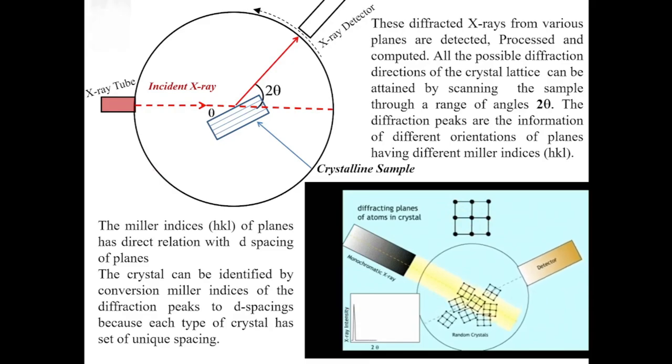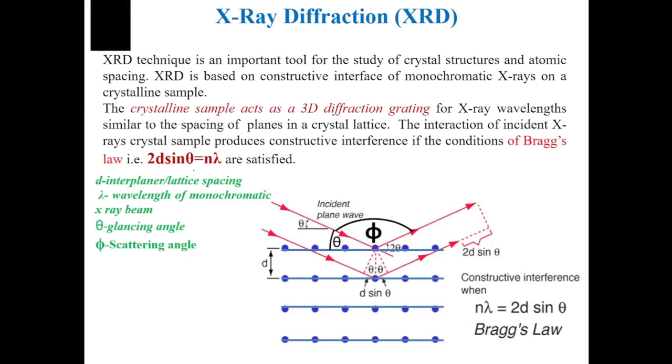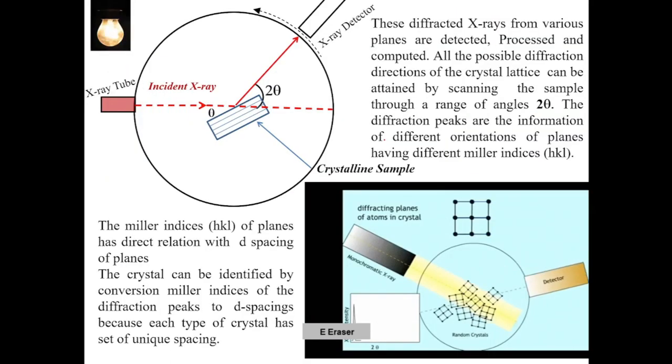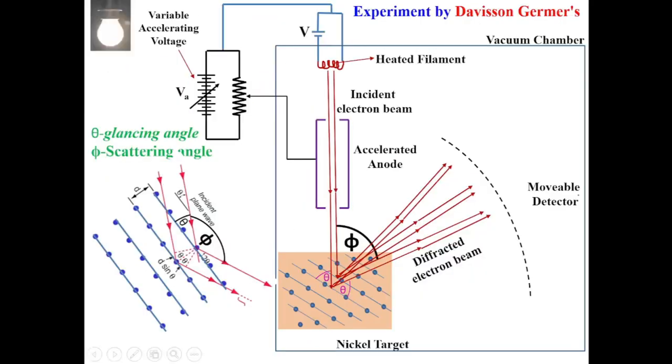So this is all about the X-ray diffraction condition by Bragg's law. To explain the Davisson-Germer experiment, this diffraction law will be required, right? Now we are going towards the experiment by Davisson-Germer.